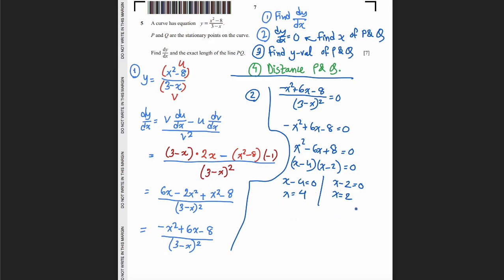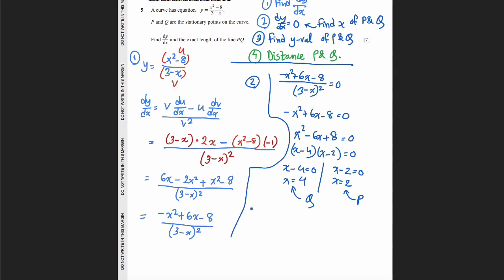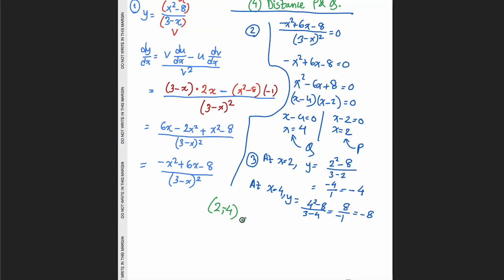So we can name this like anything. I'm going to name this as P, and I'm going to name this as Q. So the x value of P is 2, the x value of Q is 4. Now we have found the x values of P and Q. Now we will find the y values of P and Q. We will substitute the value of x over there. Let's simplify. Minus 4, and at x is equal to 4, the y is equal to minus 8, so our coordinates are (2, -4) and (4, -8).